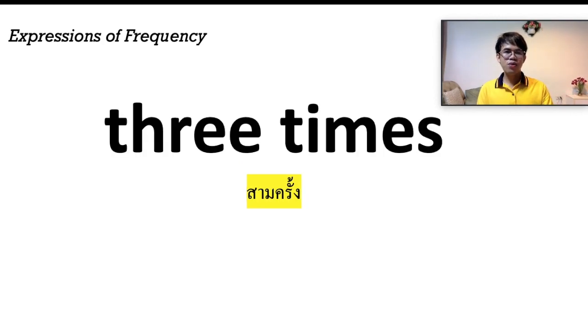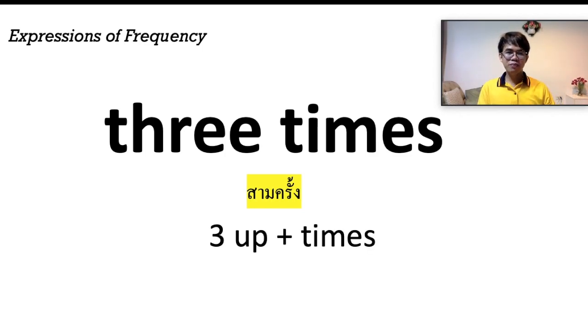Three times. If you want to use a number like three and up, like 4, 5, 6, 7, 8, 9, 10, and above, you can just say the number plus times. For example, 4 times, 5 times, if that is above number 3. So you just put a number and then times: 4 times, 5 times, 6 times, 7 times.